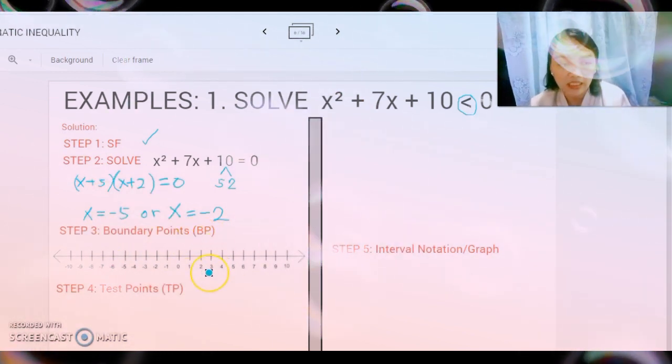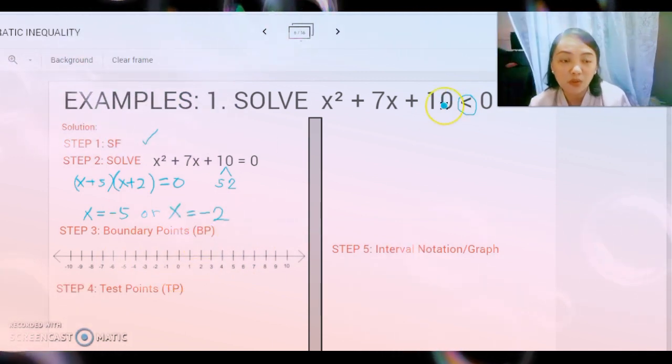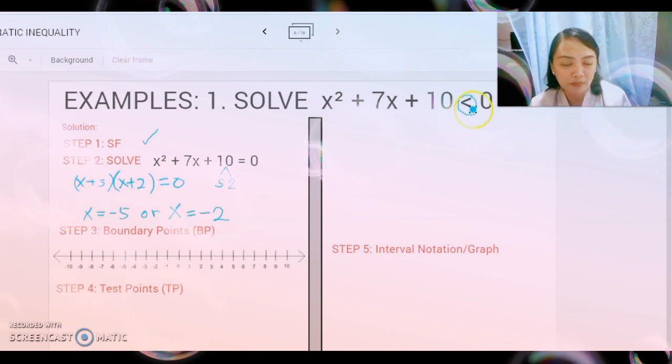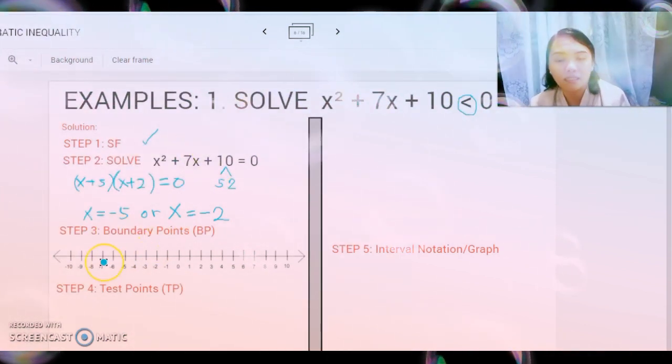Okay. So, ano ilalagay natin dito? Open circle ba or closed circle? Okay. Madali lang. Tingnan yung inequality sign. Meron ba siyang equal sign sa baba? Okay. So, ibig sabihin, open circle lang gagamitin natin.